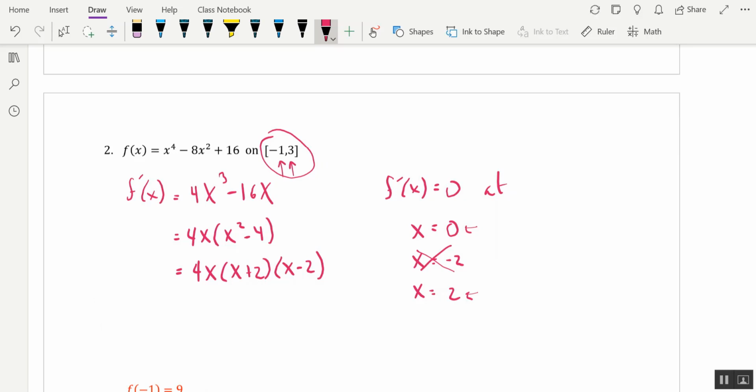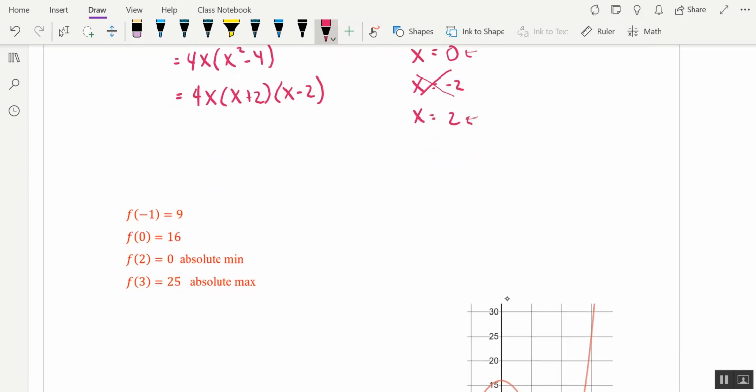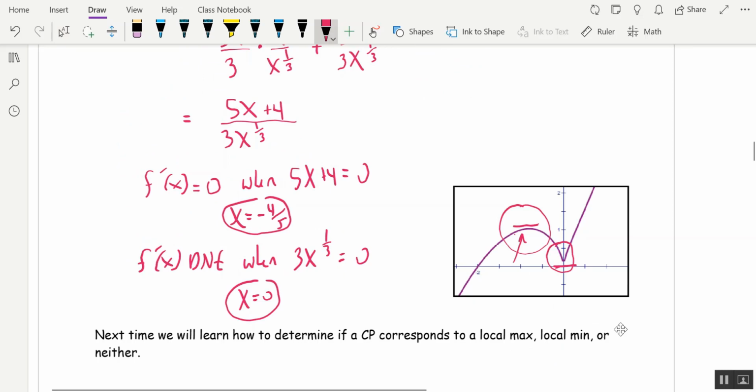Now I went ahead and evaluated f at those four numbers. You can see I made a list. 25 is the biggest number. That's the absolute max, so that happens at (3, 25). And 0 is the absolute min, and that happens when x is 2, at (2, 0). And you can see that that's the case with this picture here. All right, and that is the end of this section.